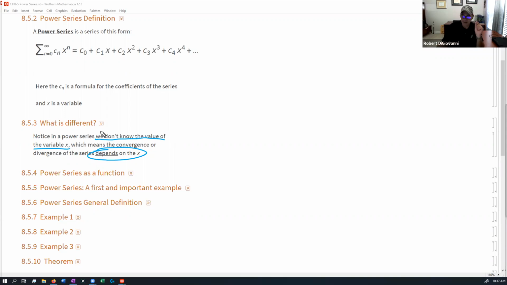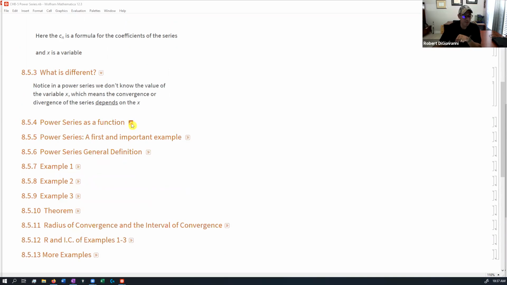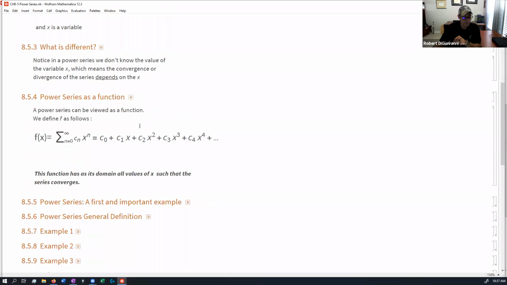Because the convergence or divergence of the power series depends on the value of x, we can actually look at a power series as a function. Think about when you first learned functions. If I give you something like x squared plus x plus 1, that's a function. I could ask you to plug in values of that. If I asked you to plug in 1, you could give me an answer. If I tell you to plug in 2, you give me an answer. If I tell you to plug in 0, what would you tell me?